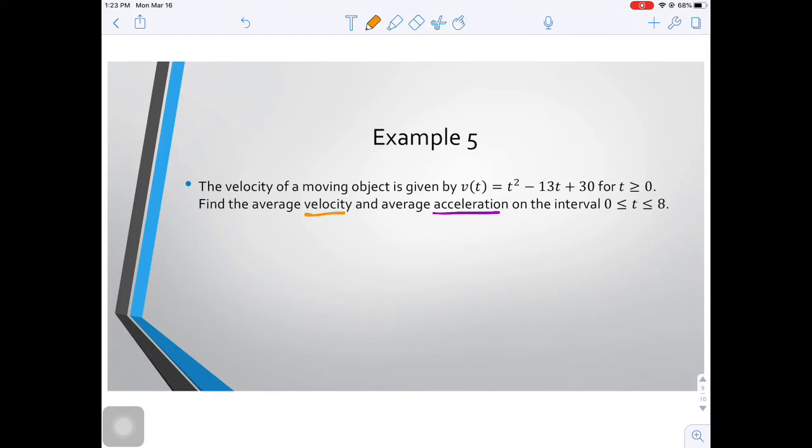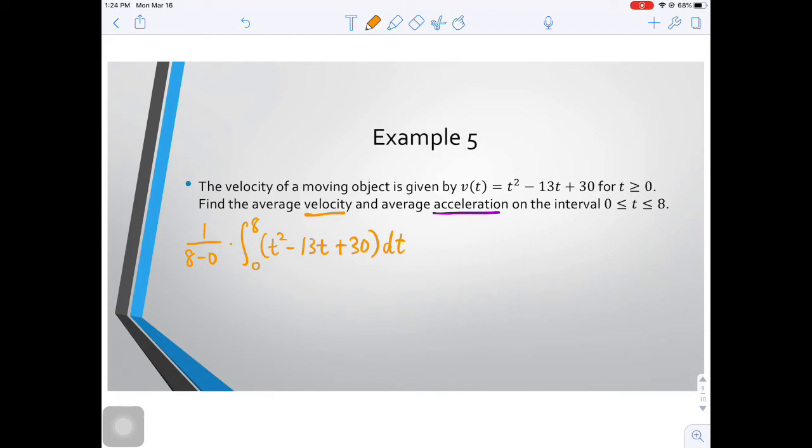So there's really a couple different types of averages that we will have talked about in this class. One of them is today, and one of them we've talked about in the past. So first, we want to find the average velocity. Well, we're given the velocity function. Anytime you are asked to find the average of the function you have, you're going to use the formula we've done today. So to find average velocity, we are just going to take 1 over b minus a, which is 8 minus 0, times the integral from 0 to 8 of our velocity function, t squared minus 13t plus 30 dt.